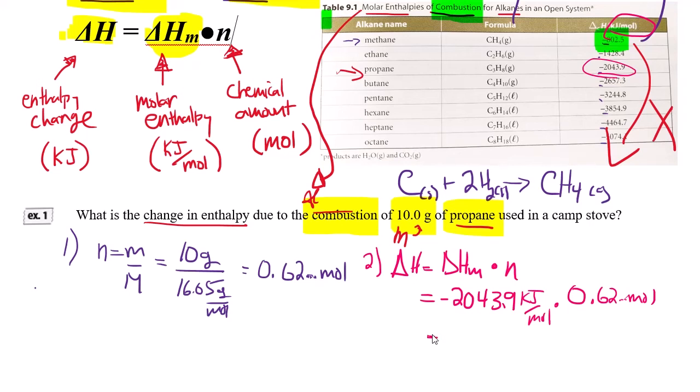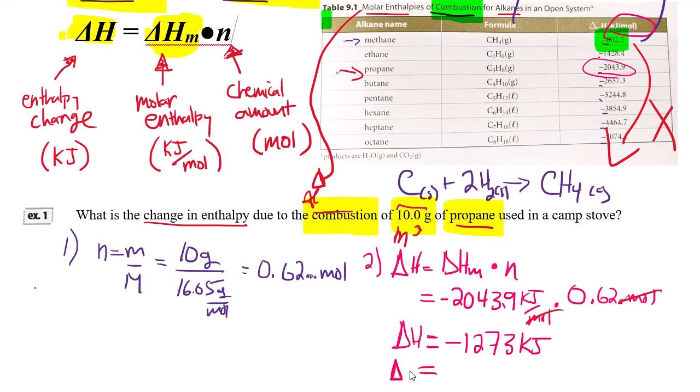So on my calculator then, I'm going to recall that answer, 0.62 times negative 2043.9. And that gives me an enthalpy change, a delta H, of negative 1,273. Now the units here, because I've got kilojoules, then I've got moles divided by moles, so the mole unit is going to cancel, and I'm going to be left here with units of kilojoules. I also only get 3 sig digs, so I'm going to have to round this guy.